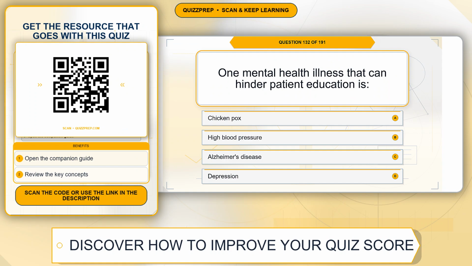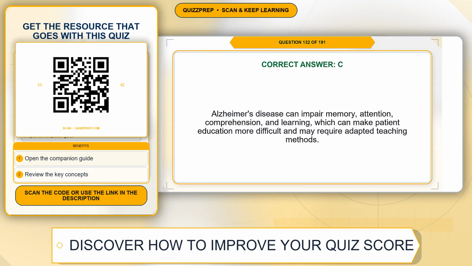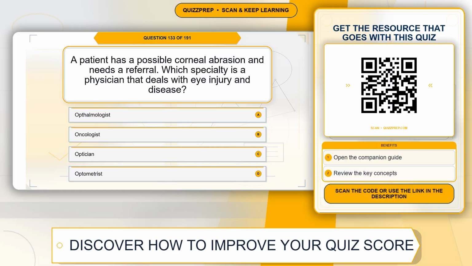Question 132. One mental health illness that can hinder patient education is: option A, chicken pox. Option B, high blood pressure. Option C, Alzheimer's disease. Option D, depression. The correct answer is option C, Alzheimer's disease. Explanation. Alzheimer's disease can impair memory, attention, comprehension, and learning, which can make patient education more difficult and may require adapted teaching methods.